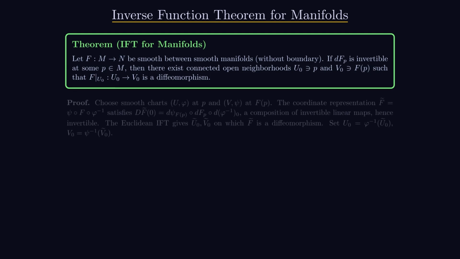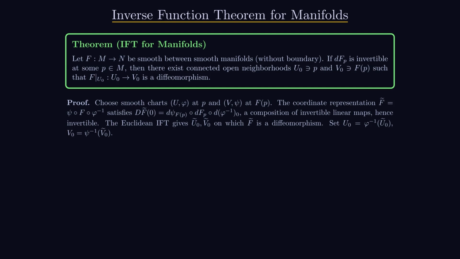Each of these three linear maps is invertible. The chart maps are diffeomorphisms, so their derivatives are invertible, and df at P is invertible by hypothesis. A composition of invertible linear maps is invertible. The Euclidean inverse function theorem then gives connected open neighborhoods in coordinate space on which f tilde is a diffeomorphism. Pulling back through the charts gives the required neighborhoods U0 and V0 in M and N.